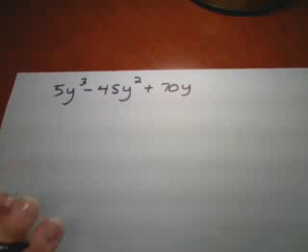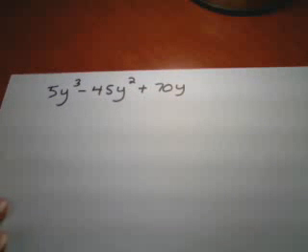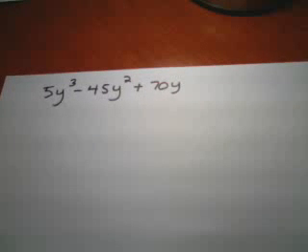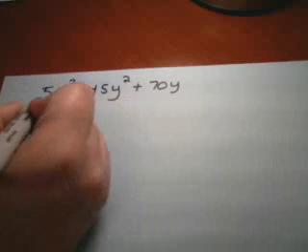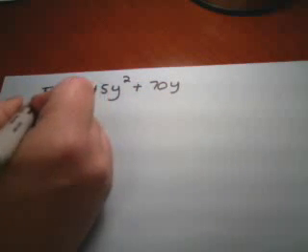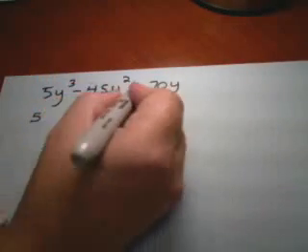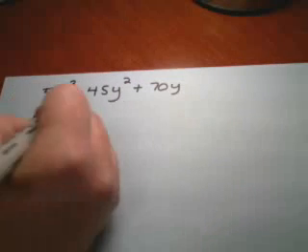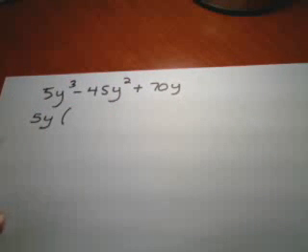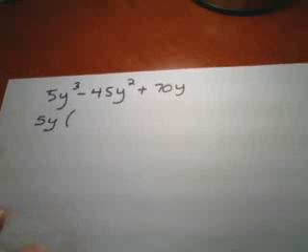Okay, here's my next problem. 5y cubed minus 45y squared plus 70y. Well, first of all, notice that they all have something in common, so always do GCF before you do anything else. They all have a 5 because 5 will divide evenly into 5, 45, and 70. And all 3 of them have at least one y. So that's my GCF, and that's what I'm going to put on the outside of my parentheses.